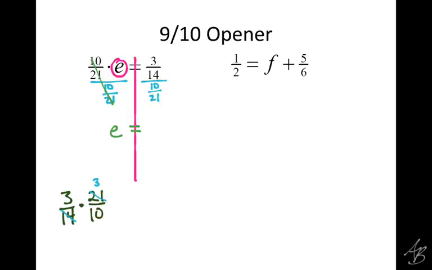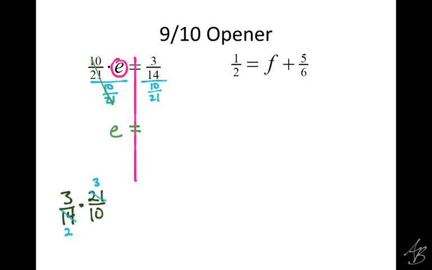And 14 divided by 7? 2. Okay, can I cancel anything else? How about those 3's? No. Why not? Because both of those 3's are in the numerator, so we cannot cancel those with each other. Remember, if we're going to reduce, we have to do a numerator with a denominator. Right now, those are both in the numerator.